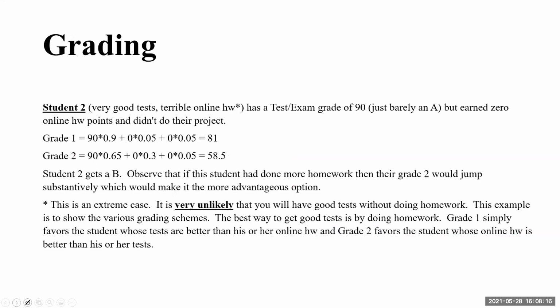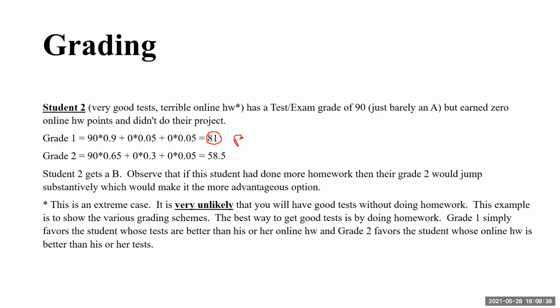Student 2, very good tests, terrible online homework, didn't do their project. So pretty much they only took their tests, they didn't do any homework, they didn't do their project, but they got 90% on all of their tests. That student gets an 81. That's a B.